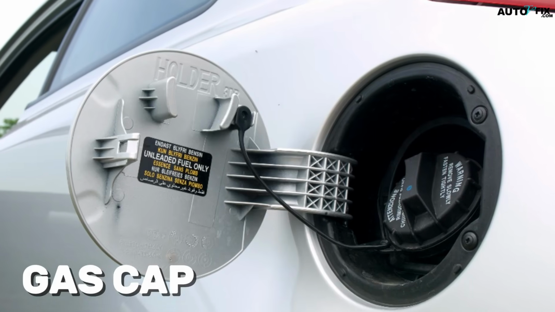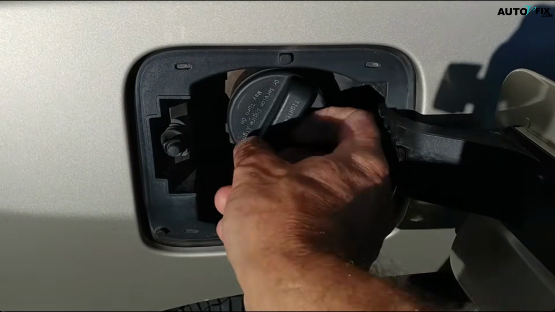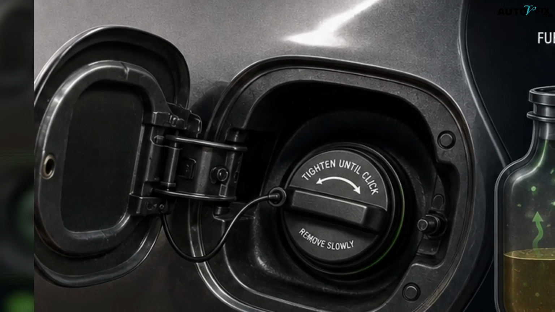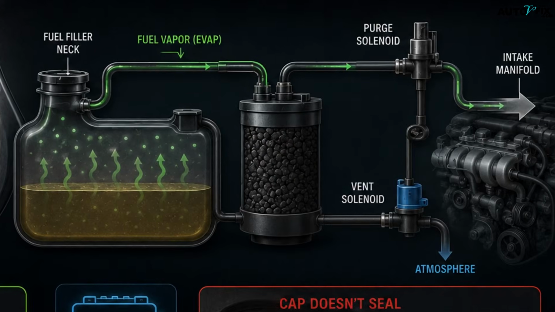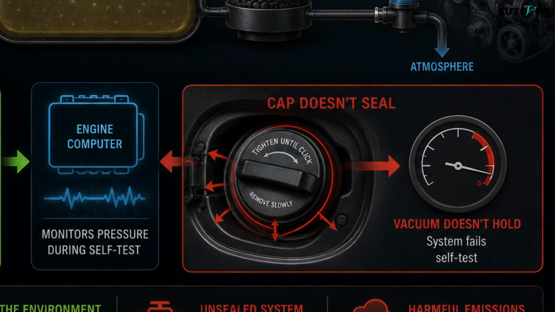Always begin with the gas cap. Professionals still check the gas cap first because it's quick, inexpensive, and surprisingly common. The gas cap isn't just there to keep fuel from splashing out. It's actually part of the sealed EVAP system. If it doesn't seal properly, the computer cannot maintain the vacuum it expects during its self-test.